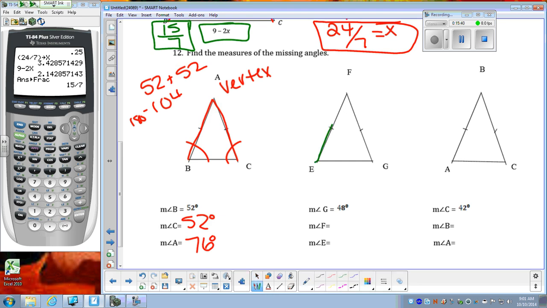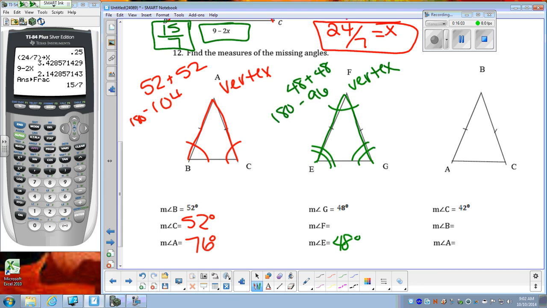Next one. EF is congruent to FG, so F is my vertex. I would get in the habit of labeling your vertex so you know which one you're using. So I know that E and G are congruent. Well, I know G is 48, so E is 48 degrees. And then 48 plus 48 is 96. Subtract 96 from 180, and I get that angle F is 84 degrees.